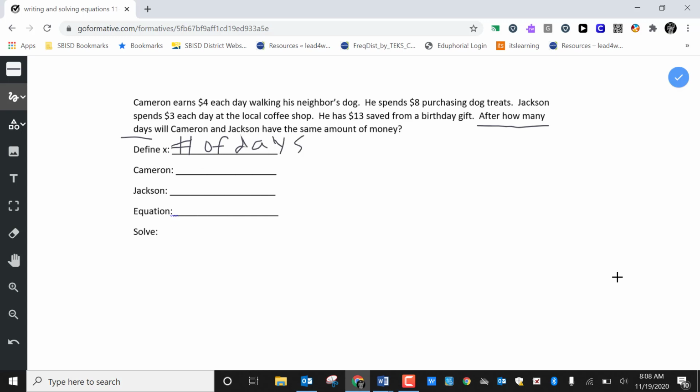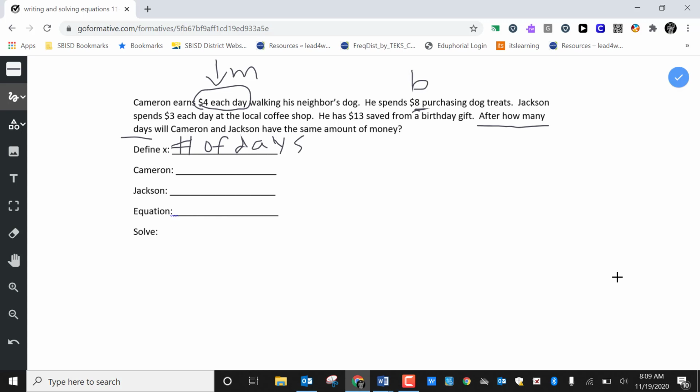Okay, so let's write an expression for Cameron. So Cameron earns $4 each day walking his neighbor's dog. He spends $8 purchasing dog treats. Okay, so which of those numbers would we be multiplying by the number of days? The $4 each day or $8 purchasing dog treats? So this says $4 each day. So this is my slope. And this $8, he's only doing that one time.